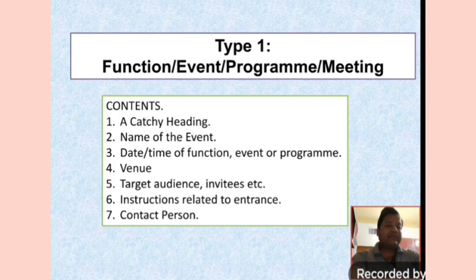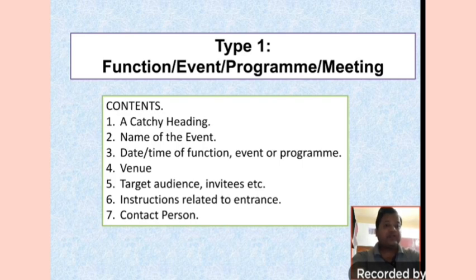And then when it is any type of competition, you want students to register themselves for that competition. So you must give them instructions related to the entrance, that is, how they can get their names registered for that competition. And then a contact person should be mentioned, that if there are any queries, who is the person to be contacted. Okay. So contact so and so person for any further queries.